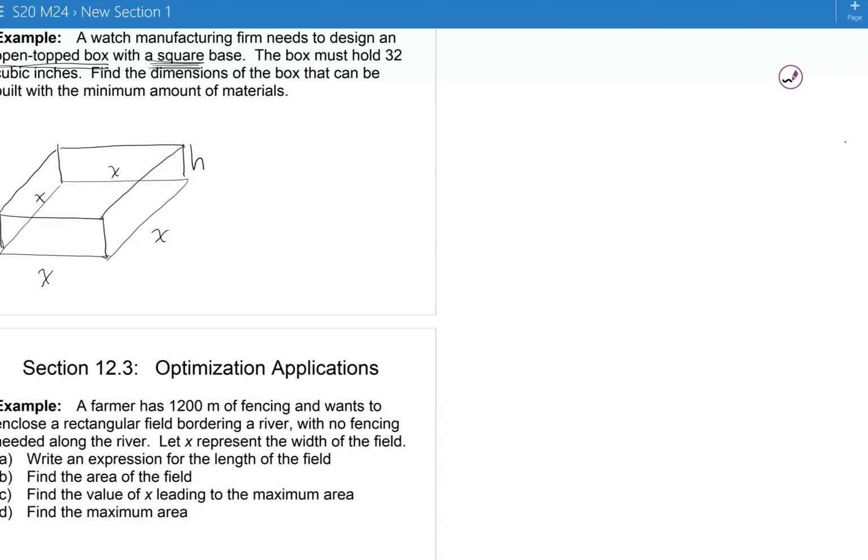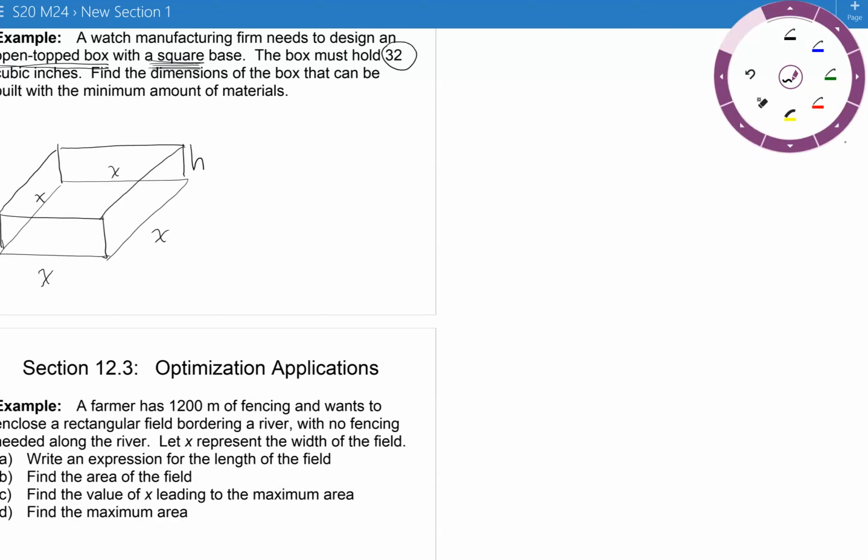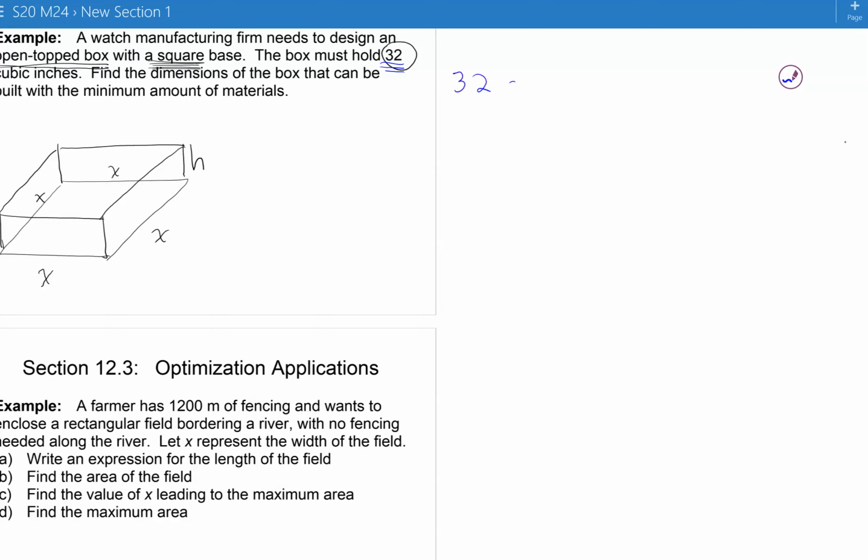Now you're always going to be given a number. And then you have to figure out what is the formula that's equal to this number. So we have 32 cubic inches. So that's a volume. The volume of the box is 32 cubic inches.